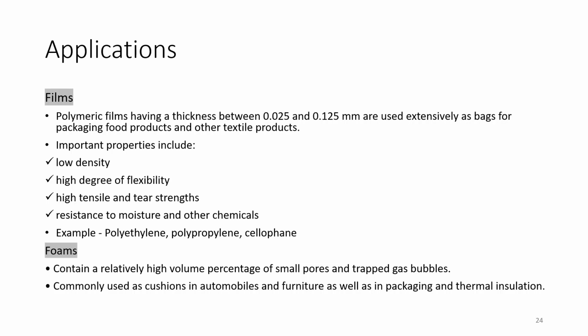And these have important properties such as low density, high degree of flexibility, high tensile and tear strength, and resistance to moisture and other chemicals. Examples: polyethylene, polypropylene, and cellophane. In case of foams, they contain a relatively high volume percentage of small pores and trapped gas bubbles. It is commonly used as cushions in automobiles and furniture as well as in packaging and thermal insulation.